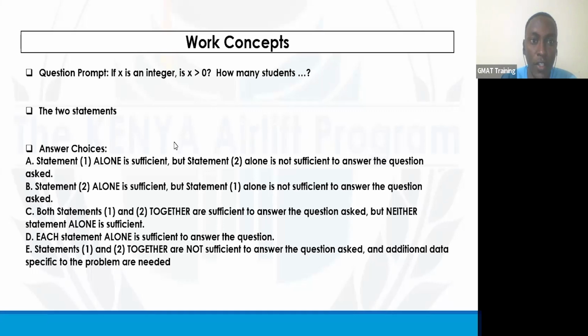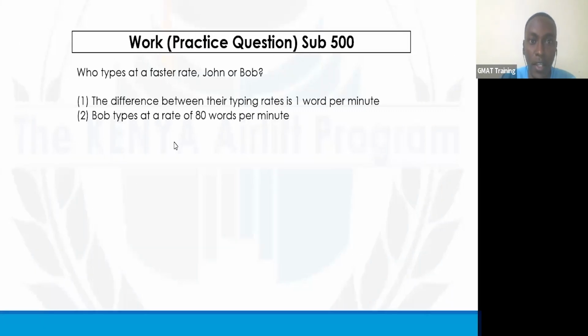Right, so let's start easy and elevate. We have this sub 500 question. Pause the video, give it a try, and then I'll jump in. Who types at a faster rate, John or Bob? Right, I like to write my answer choices A, B, C, D, and E. So who types at a faster rate? Is it John or Bob? It's a value question. It's either John or Bob.